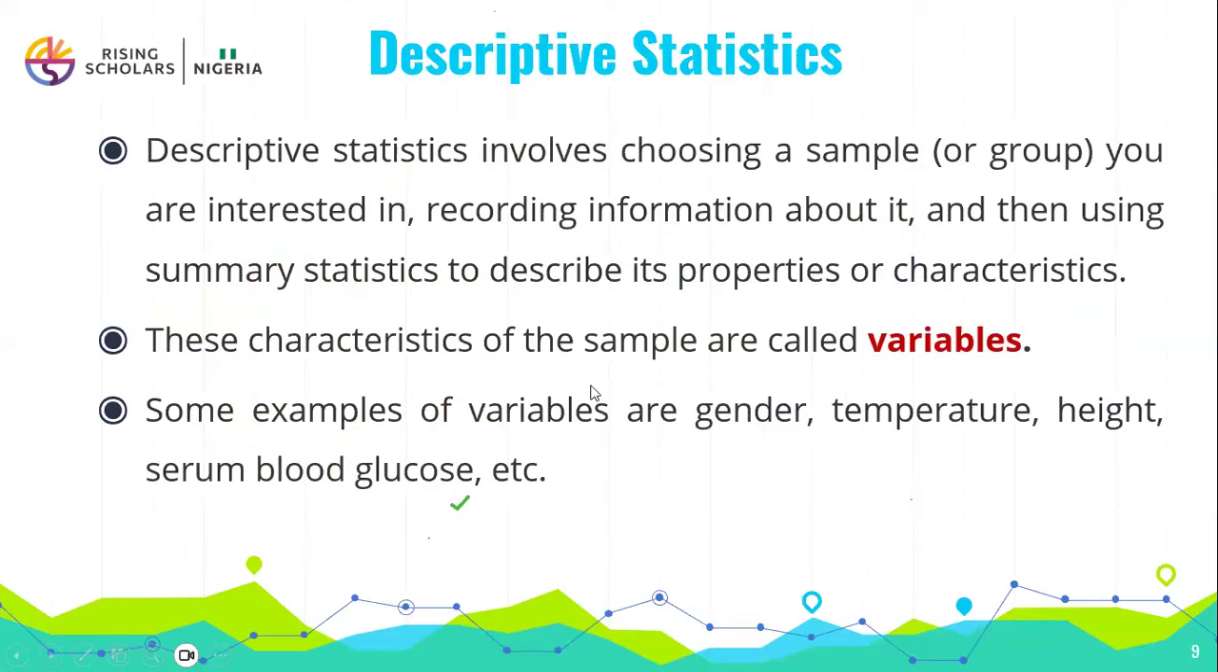The characteristics that we use in describing our sample are usually called variables. We call them variables in statistics. Examples of variables, like I mentioned, are gender, temperature, height, serum blood glucose, place of residence, educational qualification, whatever you use to describe a person. It's like somebody telling you, tell me about yourself, tell me about your interests, tell me about your favorite food. All those things are a form of descriptive statistics.